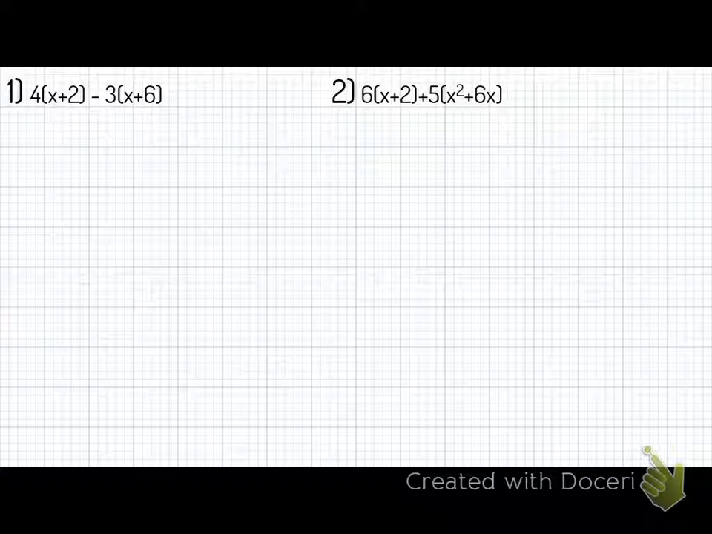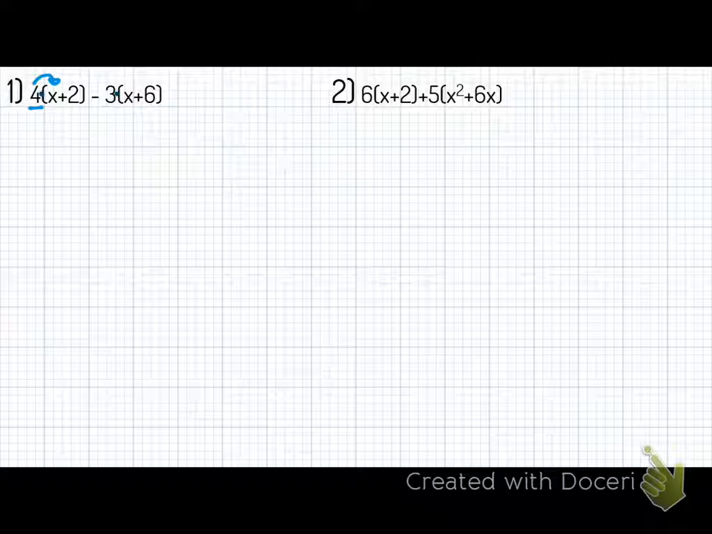Okay. Here we go. Number 1, 4 times (x plus 2) minus 3 times (x plus 6). Now I know this is easy for some of you. I need you to slow down and think about what we're doing here, because some of you are going to think it's easy and you're going to get it wrong. So slow down. So we got positive 4. I know that this is a 4 here and I know that it's positive. And I need to distribute it because we're going to multiply it in.